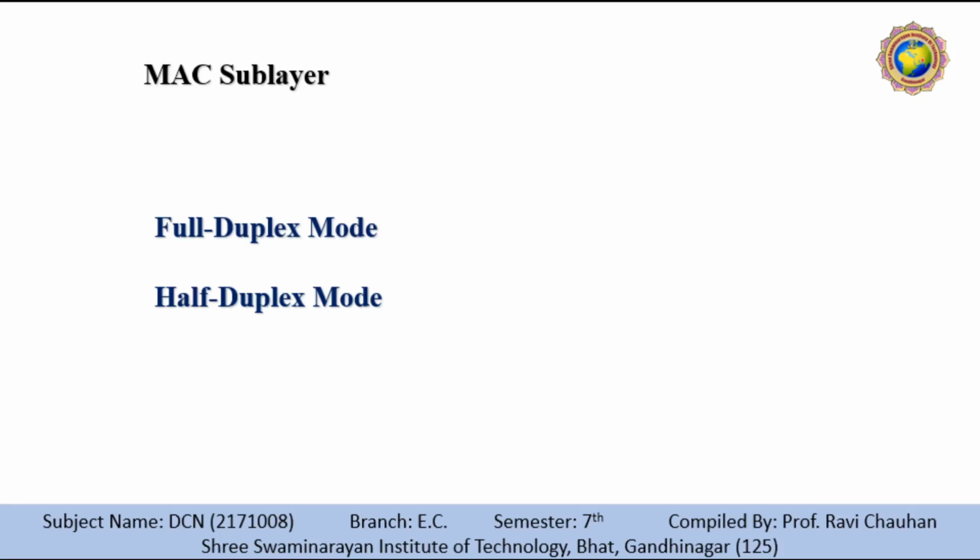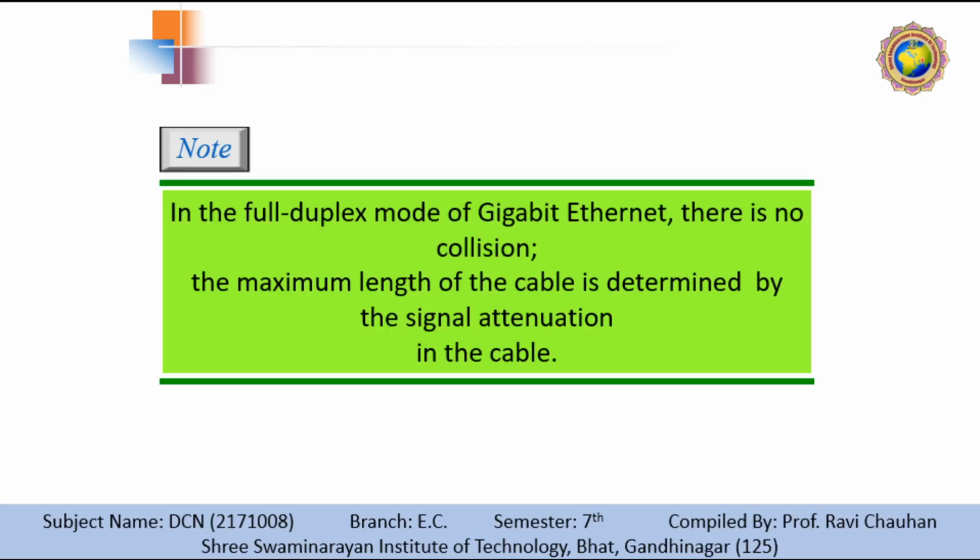There is no collision in this mode. This means that CSMA/CD is not used over here. A lack of collision implies that the maximum length of a cable is determined by the signal attenuation in the cable, not by the collision detection process. So we can say that in full duplex mode, in gigabit Ethernet, there is no collision. The maximum length of the cable is determined by the signal attenuation in the cable.